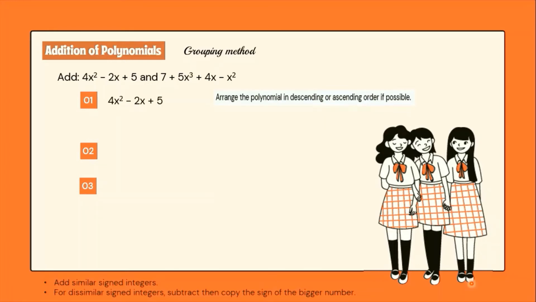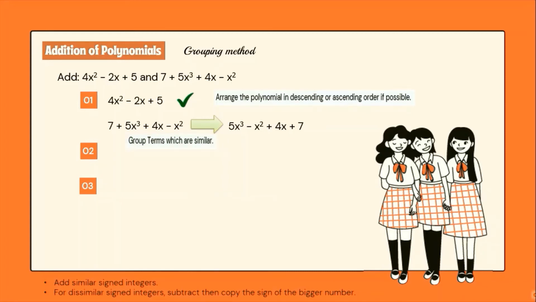4x squared minus 2x plus 5. The degree of this is 2, the degree of 2x is 1, and the constant is always at the end. Okay na siya, no need to arrange. Next polynomial natin, 7 plus 5x cubed plus 4x minus x squared. Kailangan pa natin siyang ayusin. Siya ay magiging 5x cubed dahil ang kanyang degree ay 3. X squared, ang degree nito ay 2. 4x, degree ay 1, then 7 is a constant. Ayan, ayos na siya in descending order.